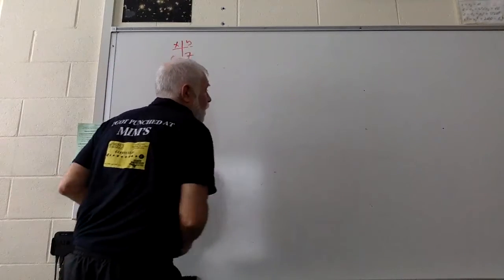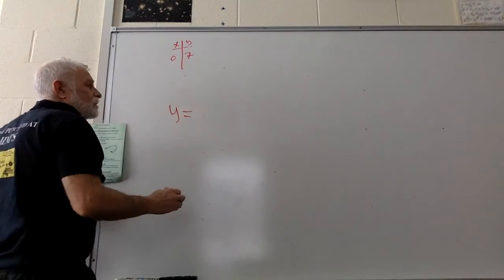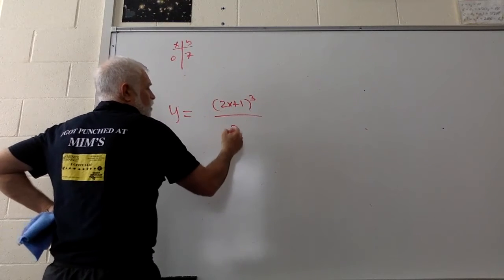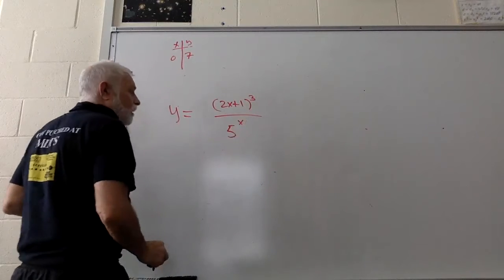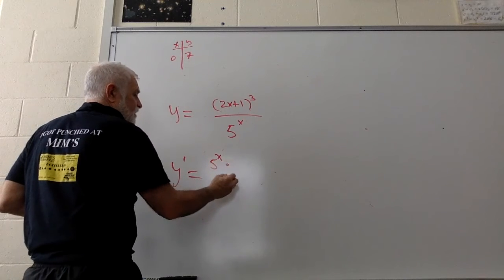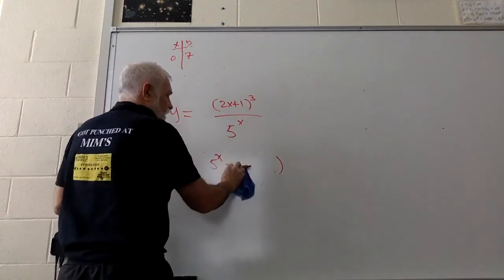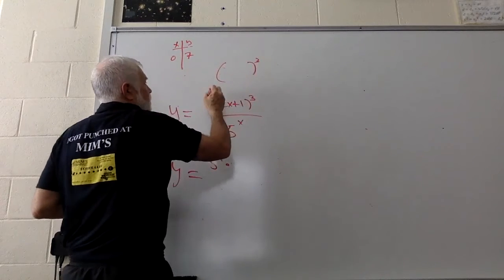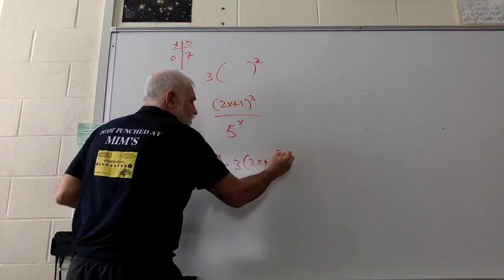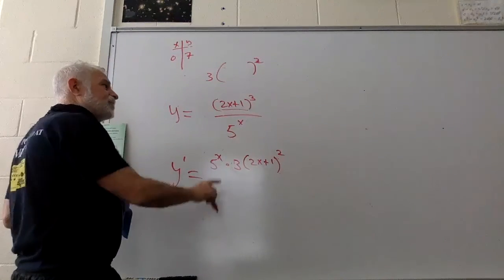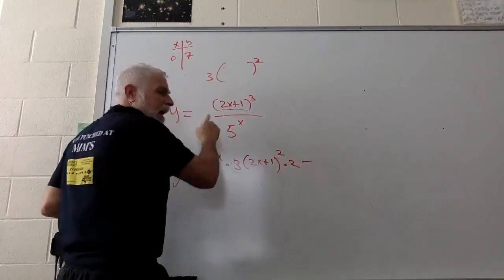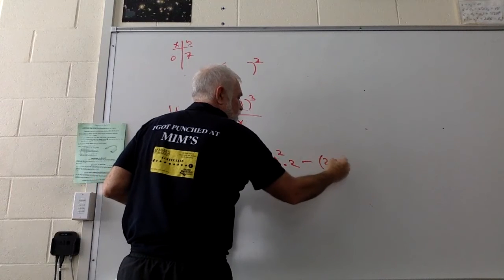Let's see, what else can we do? We can do a quotient rule. So let's do y equals 2x plus 1 to the third over, let's make it 5 to the x. So what's y prime? You have to know the jingle. Low, 5 to the x, times derivative of high. That's going to be a 3 to the 2 situation, so 3 times 2x plus 1 to the 2. But I also have to multiply by 2, the derivative of what's inside the parentheses. So that's low d high minus high, which is 2x plus 1 to the third.